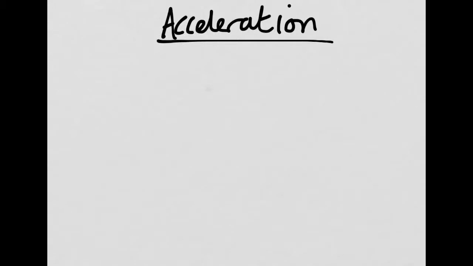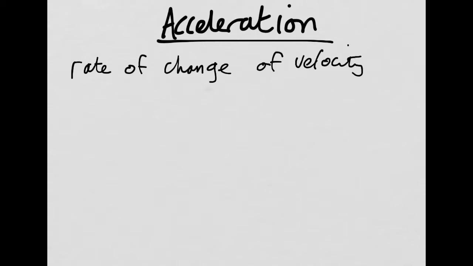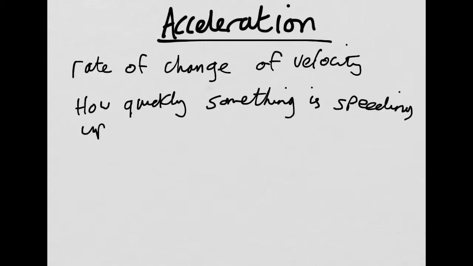So acceleration is definitely not the same as velocity or speed. It's totally different. Acceleration is the rate of change of velocity. We can instead say that it's how quickly something is speeding up. Acceleration is also a vector quantity, so it's got a direction associated with it.